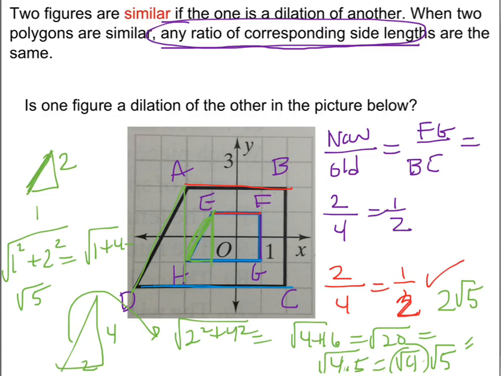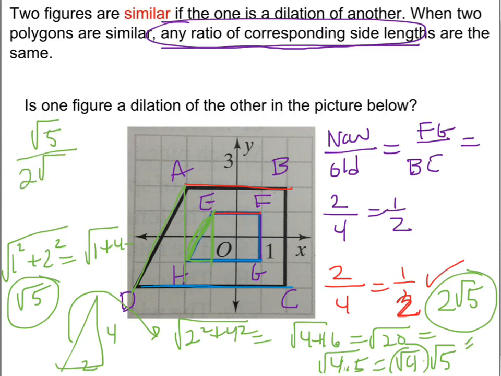Okay, so in fact, if the new one is square root of 5 and the old one's 2 times the square root of 5, that ratio is 1/2. So if I put the square root of 5 over 2 times the square root of 5, well, these just cancel, and there's a 1 remaining here. So those, again, these side lengths, the ratio is 1/2.